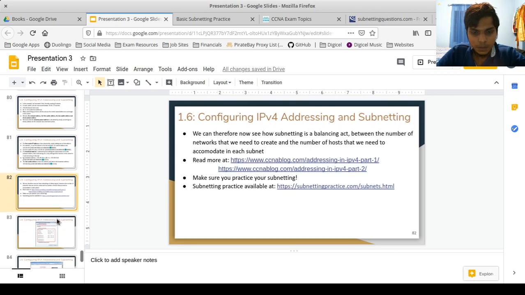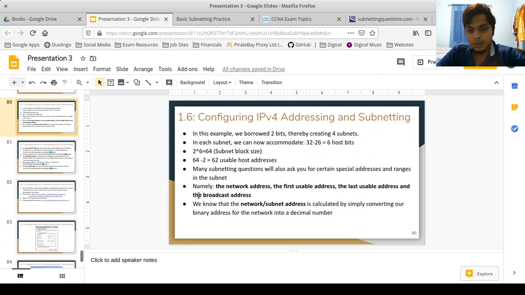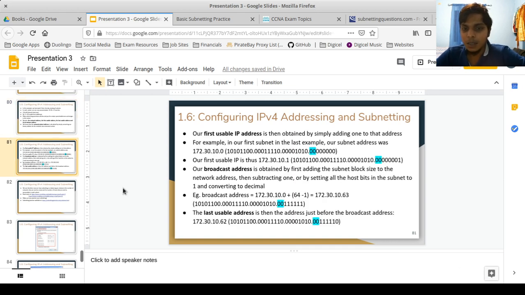But right, the stuff that I added in here was how to calculate these things that Cisco may ask you. So we know that the network address or subnet address is calculated by simply converting our binary address for the network, the one we calculated by playing with those bits that we borrowed, into a decimal number. Once you convert that back into a decimal number, you have your network or subnet address. Now your first usable IP address is obtained by simply adding 1 to that address.